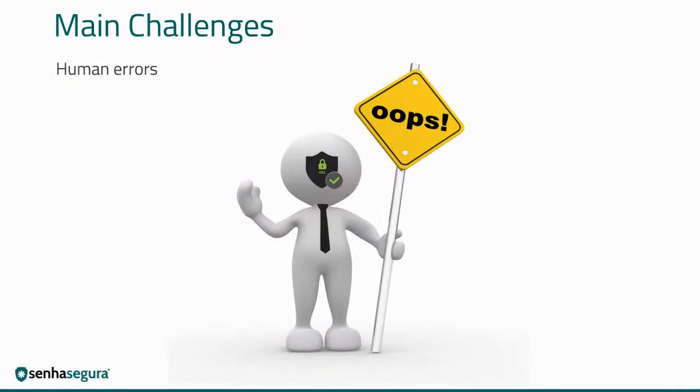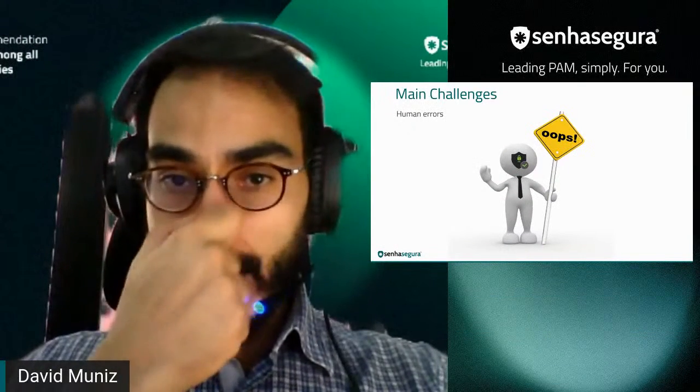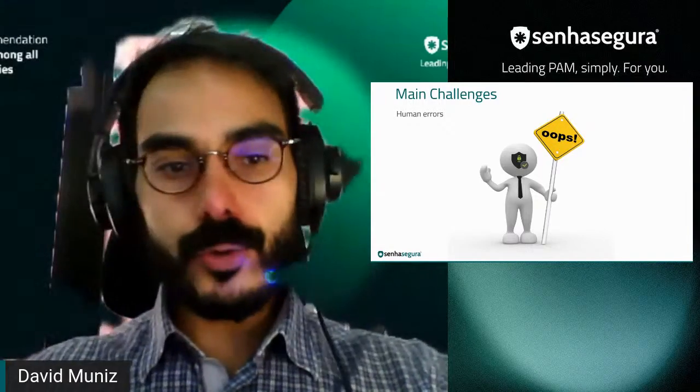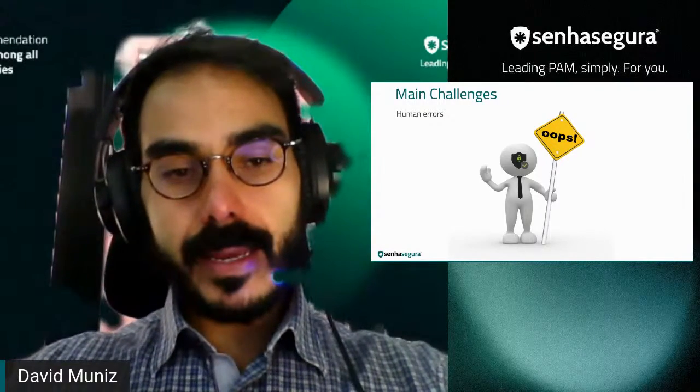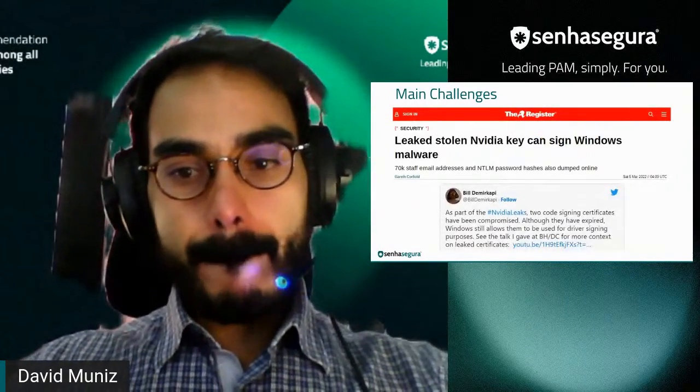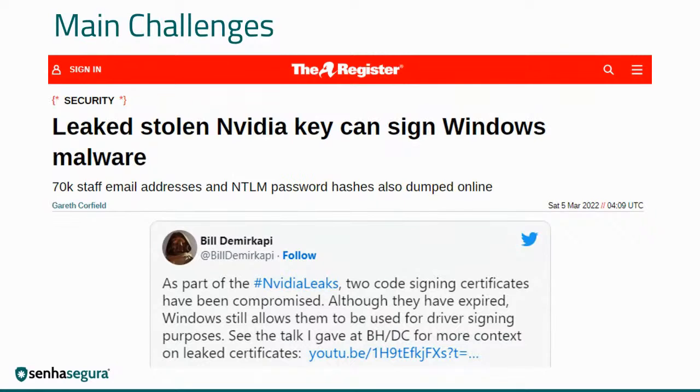We can also have human errors. So a user can forget, for example, to renew a digital certificate. There can also be data breaches that can affect the private key of a digital certificate.